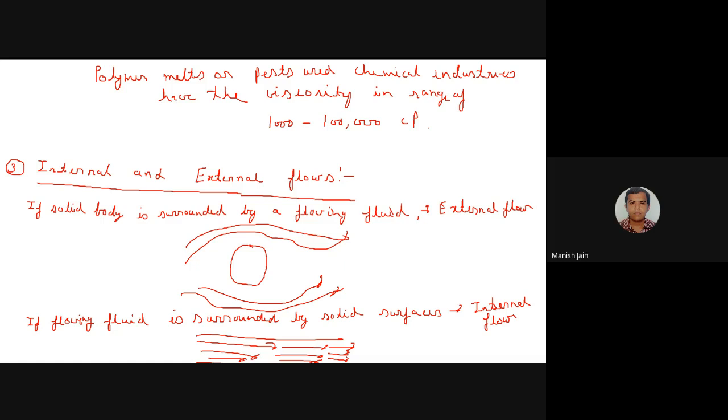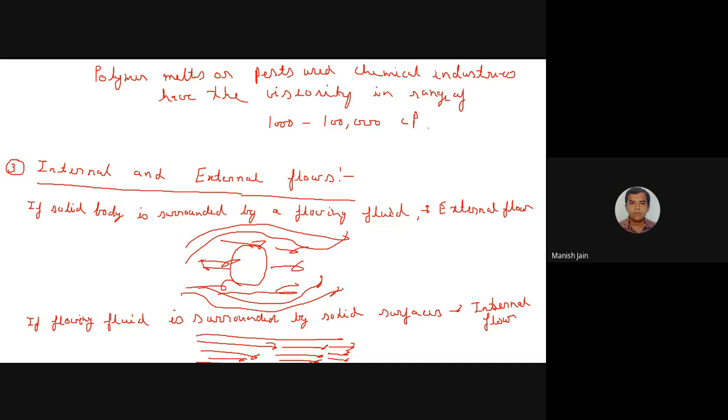How does the physics differ? When you have the external flow, when a body is surrounded by a flowing fluid, then the fluid will exert a force on the body. This flowing fluid will exert a force on the body, and that is called the drag force, right? So then you have to study the drag force. Sometimes the body will move and sometimes the body will not move. Sometimes the body will move in the opposite direction.